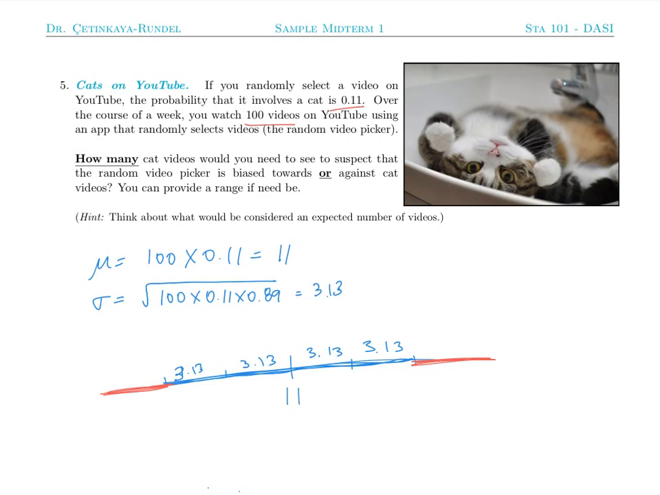Yeah? I just have a logistical question. Are there any other sample midterms that we can look at? I don't have other sample midterms.